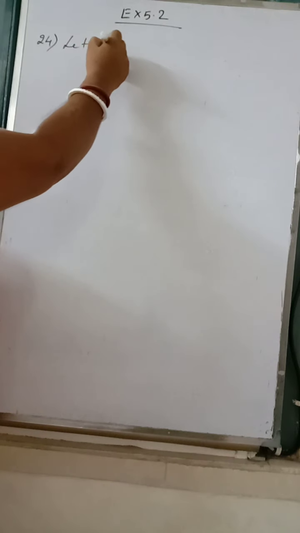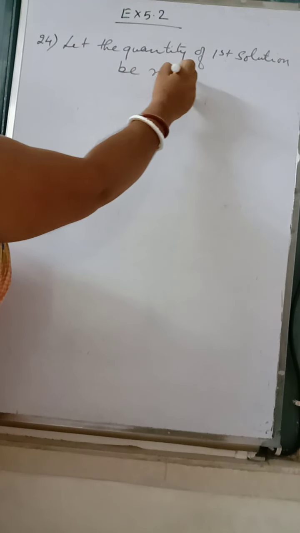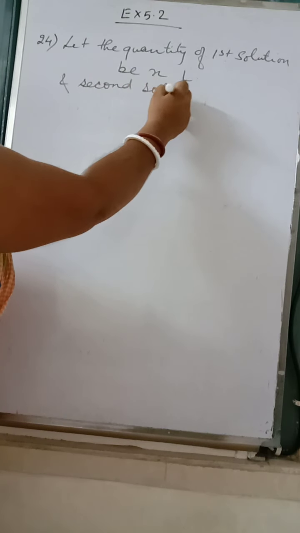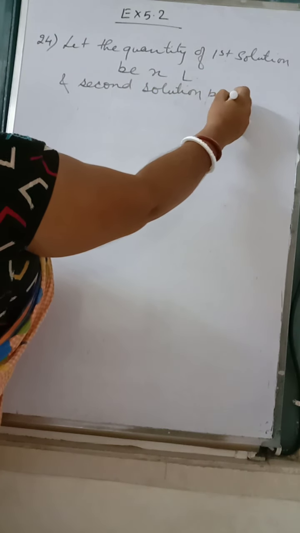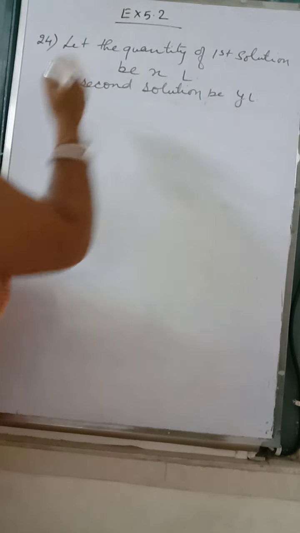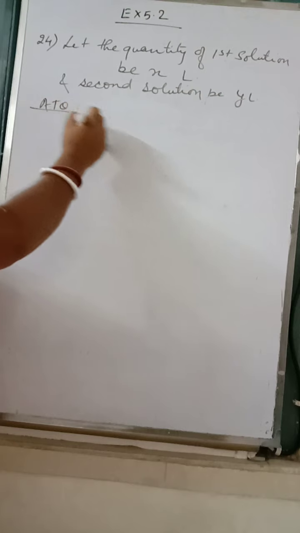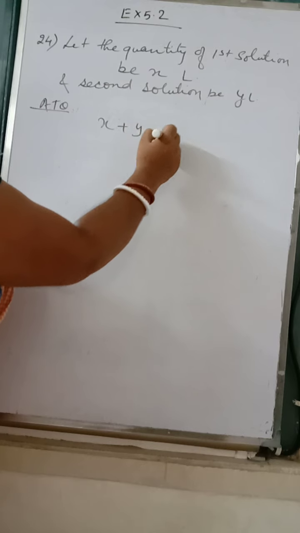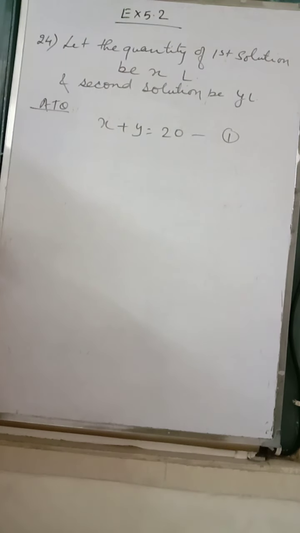Question number 24. Let the quantity of the first solution be X liters and the second solution be Y liters. According to the question, in total, if it is added, X plus Y, you get 20 gallons of solution. This is situation number 1.